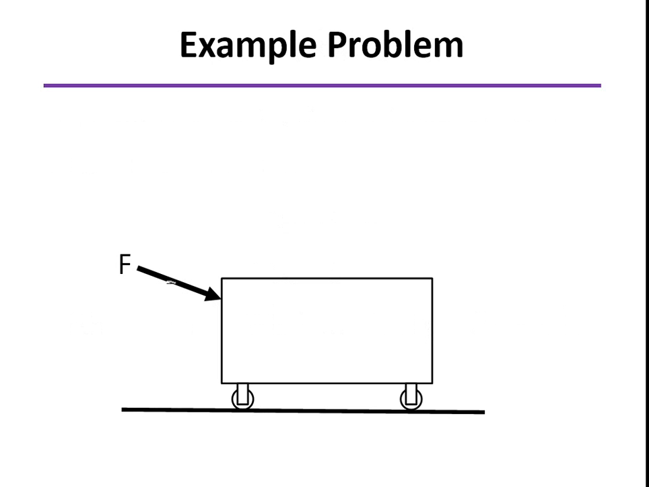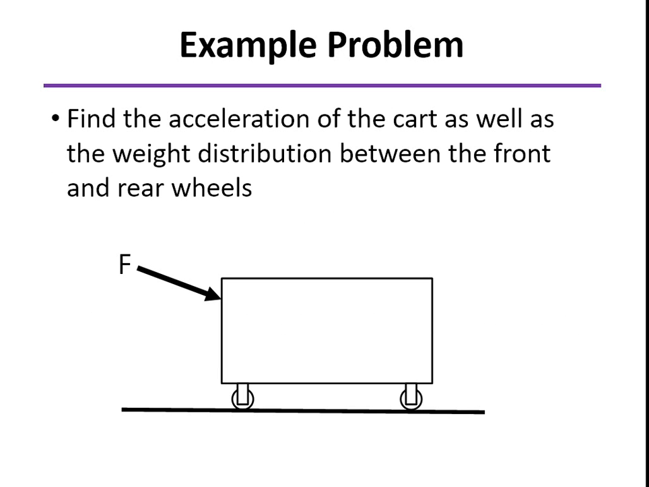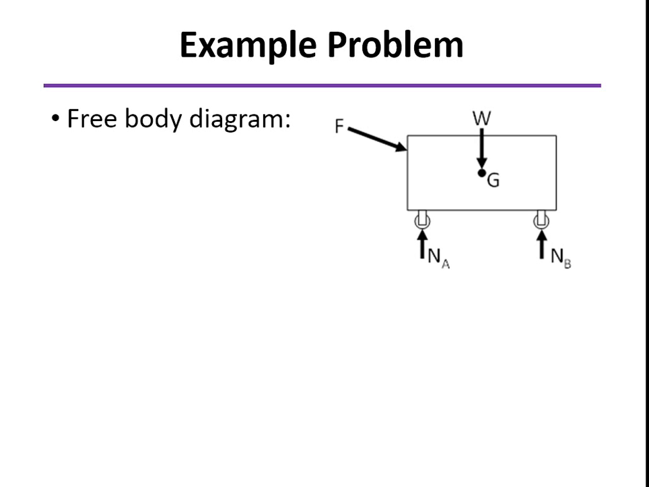We've got this cart. We're going to push on it with a force F, and we want to know what the acceleration of the cart is. Well, that's just the same as if we treat this as a particle. But if I want to know what the weight distribution is between the front and the rear wheels, now I have to treat it as a rigid body problem. So we can start out by drawing a free body diagram with the weight shown acting through the center of mass G, the normal forces on the front and the rear wheels, and the applied force F.